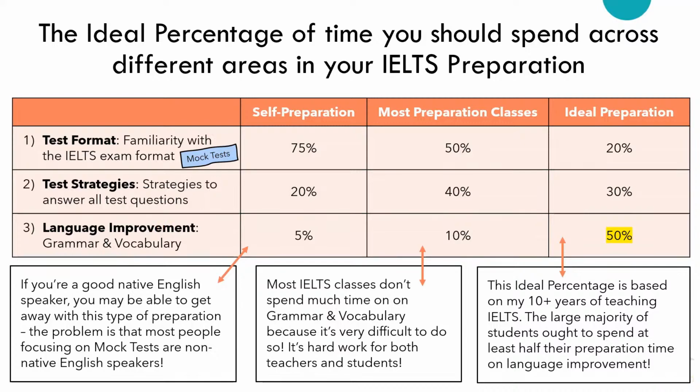So this is a table showing you the ideal percentage of time you should spend across different areas in your IELTS preparation. Let me go through three of them. Here, self-preparation, what most preparation classes do, and ideal preparation. For self-preparation, most students will spend 75% of their preparation time focused on test format, a bit on test strategies, and hardly any on language improvement.